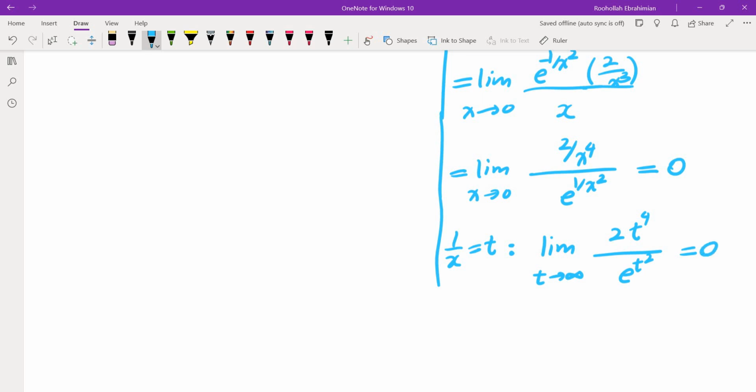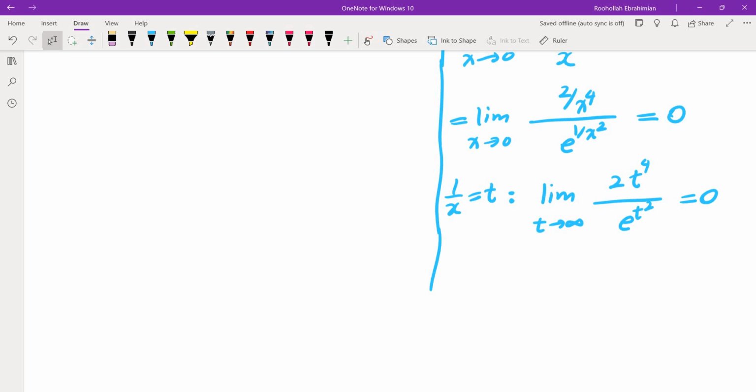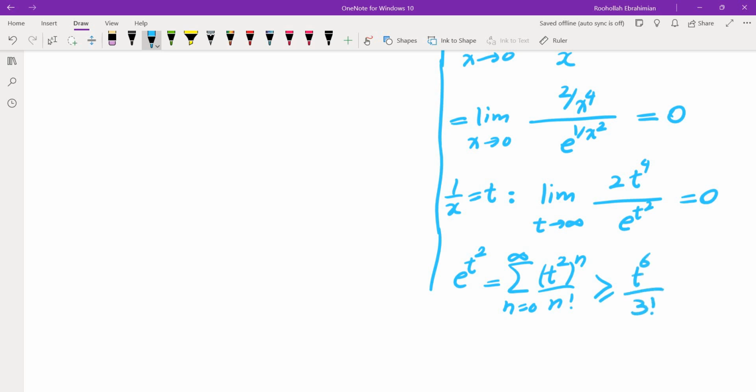In other words, again, I have to show the exponential grows faster than polynomial. And how do I do that? Pretty simple. All I need to do is to apply the exact same strategy. E to the power of t squared is the sum of t squared to the power of n over n factorial. Now, I need to compare it to t to the power of 4. But I want to show it actually goes to 0, so I need a power that is larger than 4. So I will choose the next one. So this is more than t to the power of 6 over 3 factorial.